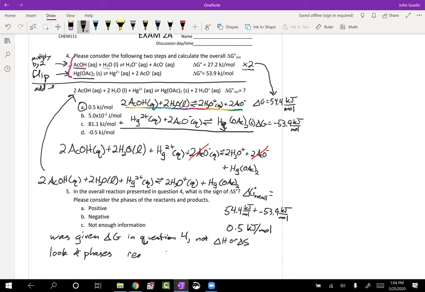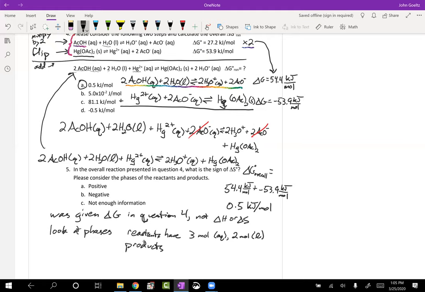So reactants have 2 moles of aqueous for the AcOH plus 1 mole of aqueous for the Hg2+, and 2 moles of liquid. So here I'm looking at the overall reaction in question 4. Products have HgOAc2, that's 1 mole of solid, and 2 moles of aqueous.